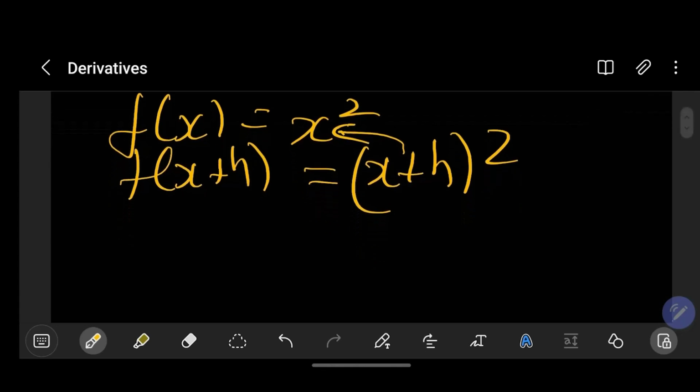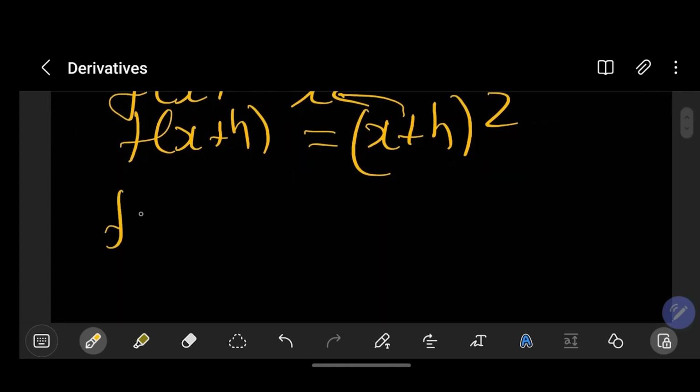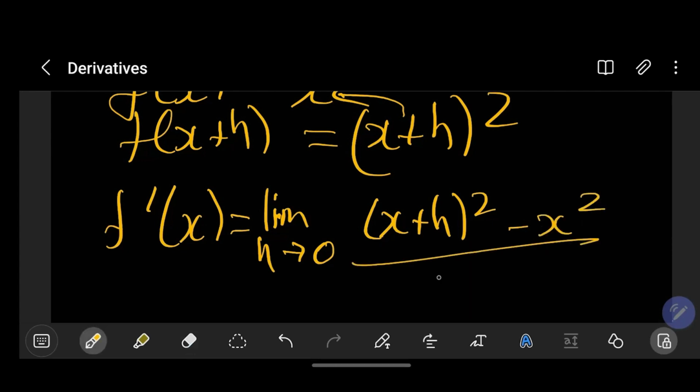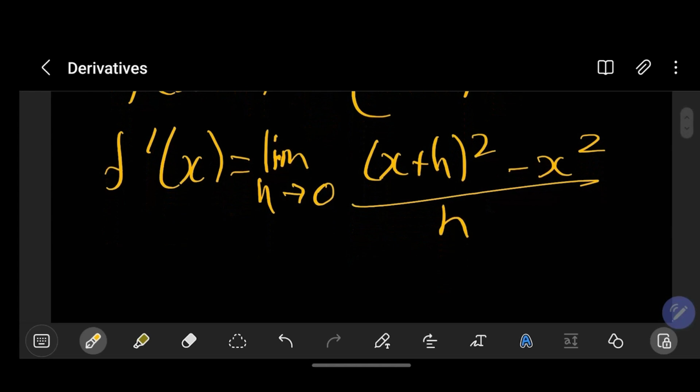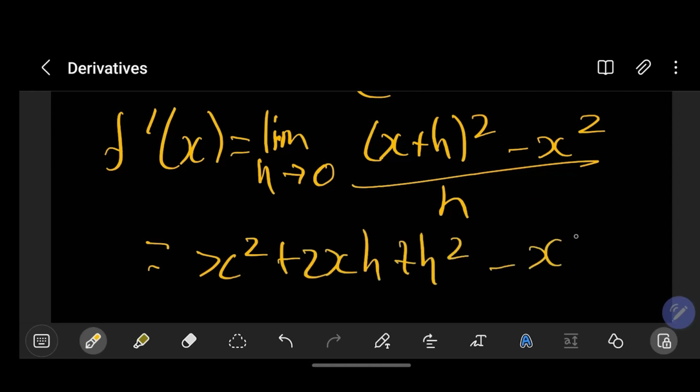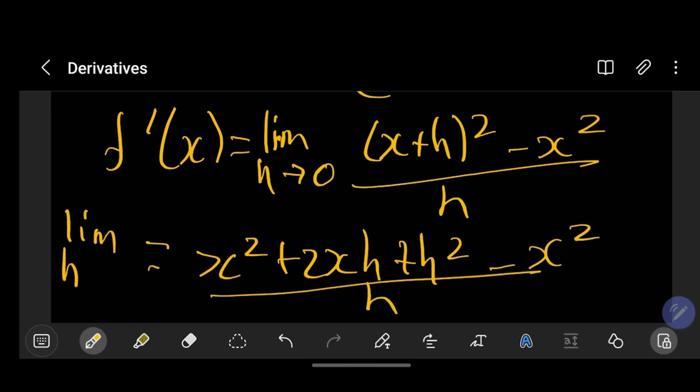So now if we look at this, we now have f prime of x is equal to the limit as h approaches 0 of x plus h all squared minus x squared all over h. And if we look at this, this is basically equal to x squared plus 2xh plus h squared minus x squared all over h. This is the limit as h approaches 0.